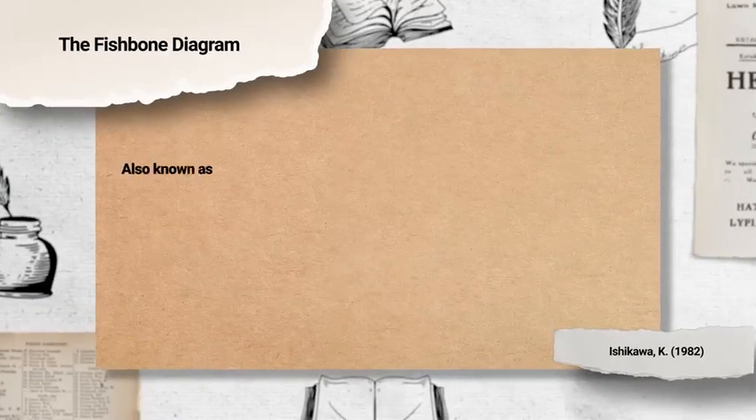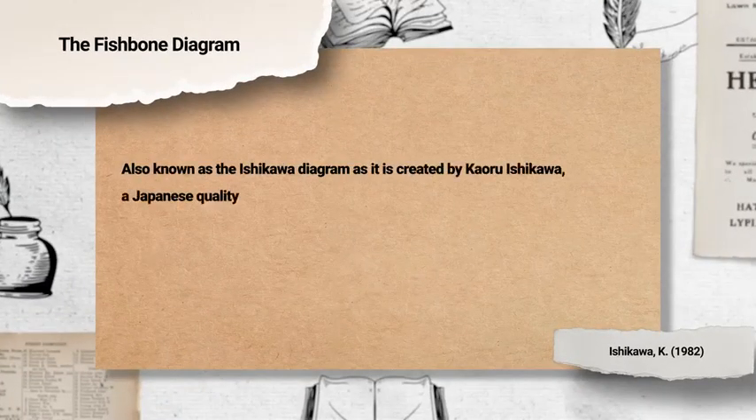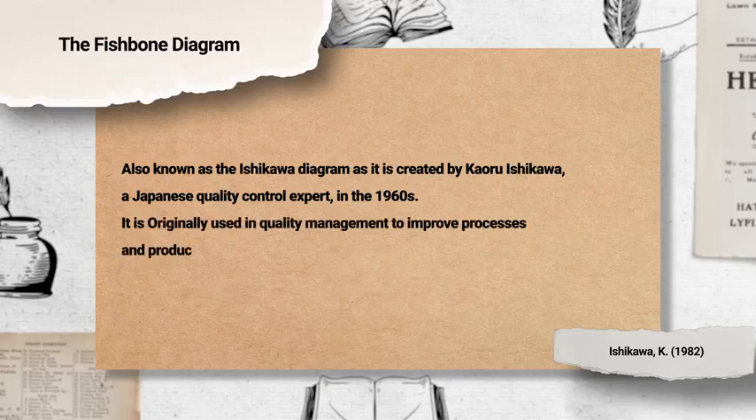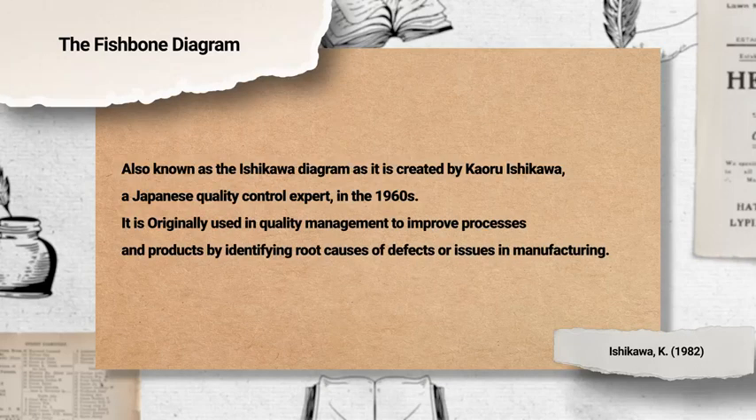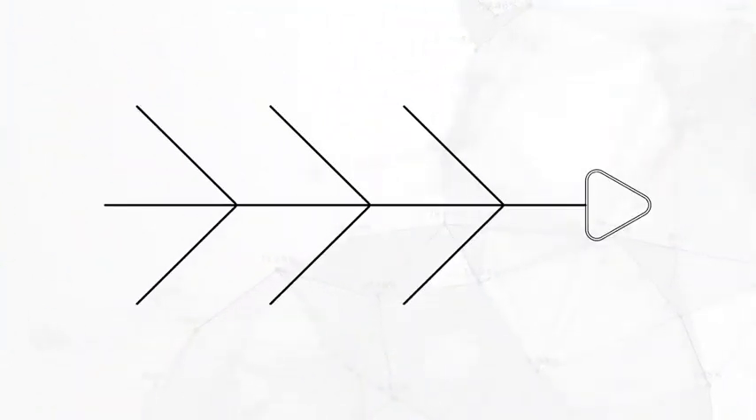Moving on to another type of analysis, which is the Fishbone diagram. Also known as the Ishikawa diagram, it was created by Kaoru Ishikawa, a Japanese quality control expert, back in the 1960s. Originally used in quality management to improve processes and products by identifying the root causes of defects or issues in manufacturing. Ishikawa provides a detailed explanation of the Fishbone diagram and its application in quality management. It is called the Fishbone diagram because its structure resembles the skeleton of a fish, with the problem at the head and the causes expanding as the bones.